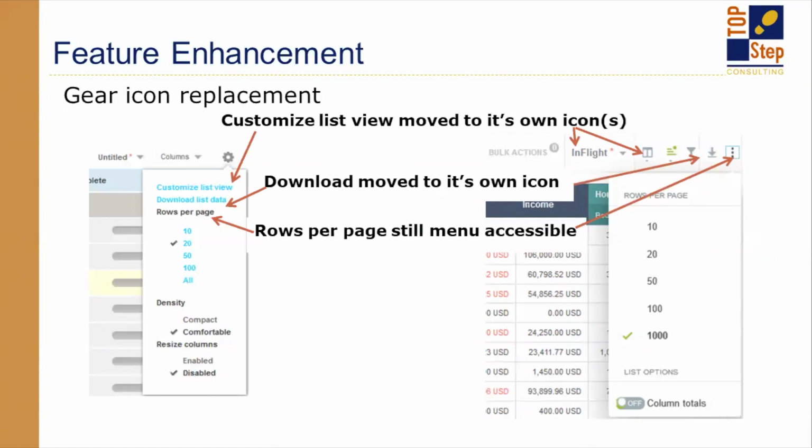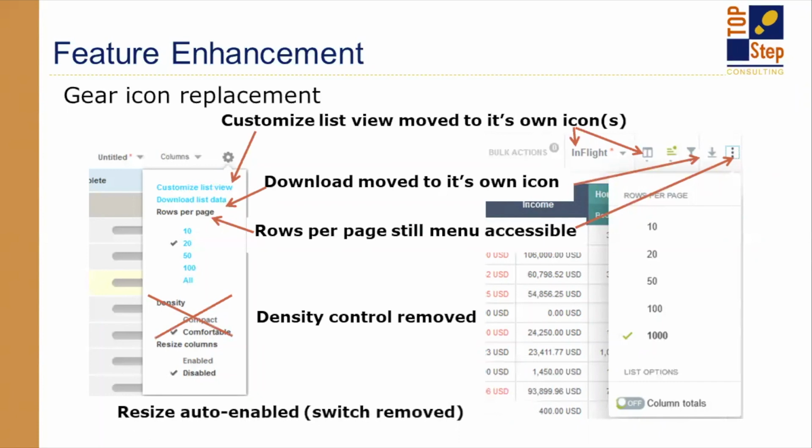Now, the other two items that are on the gear icon, this density control, you may or may not be using that. That's to be able to control the white space in each row. There's comfortable and compact. That goes away. The resize columns feature, it's standardly disabled and then you can enable it. That goes away because all columns are automatically allowed to be resized. So you don't have to turn that on and off anymore. It's a part of the list view.